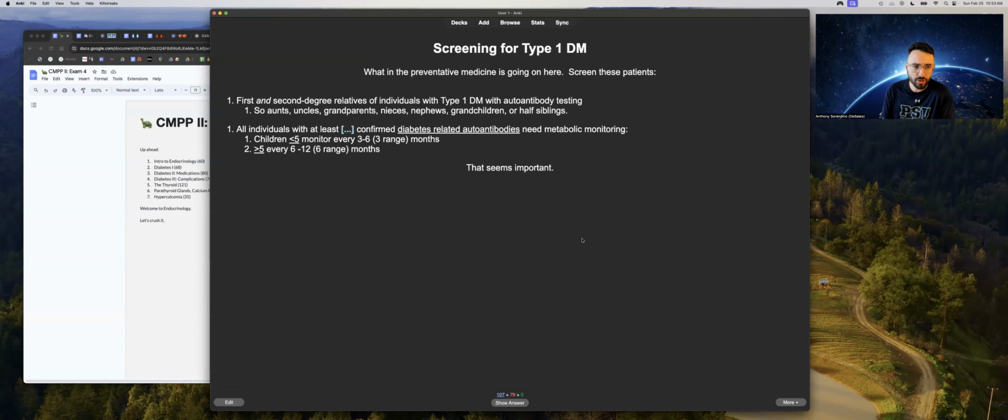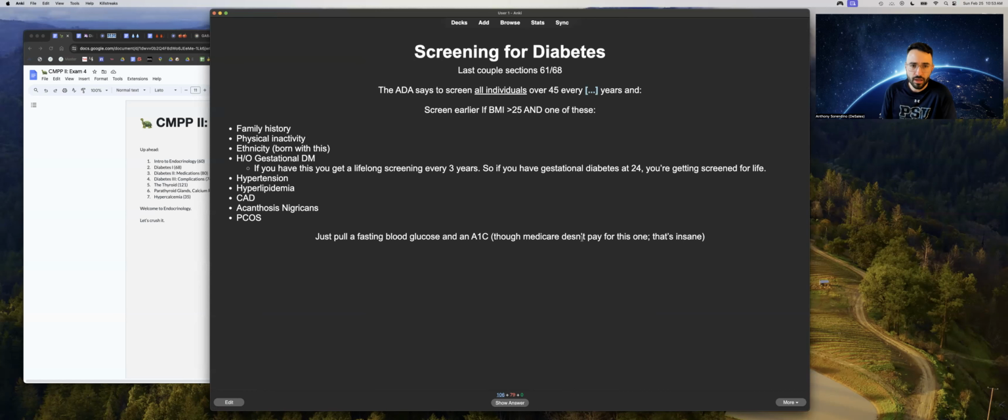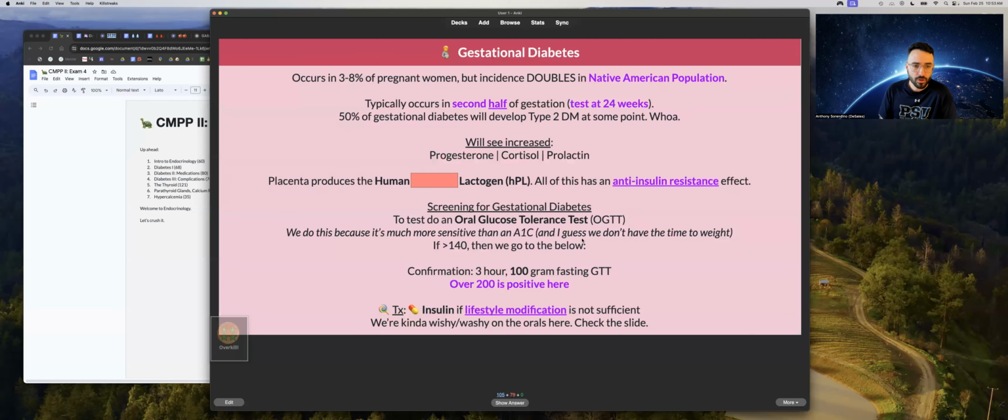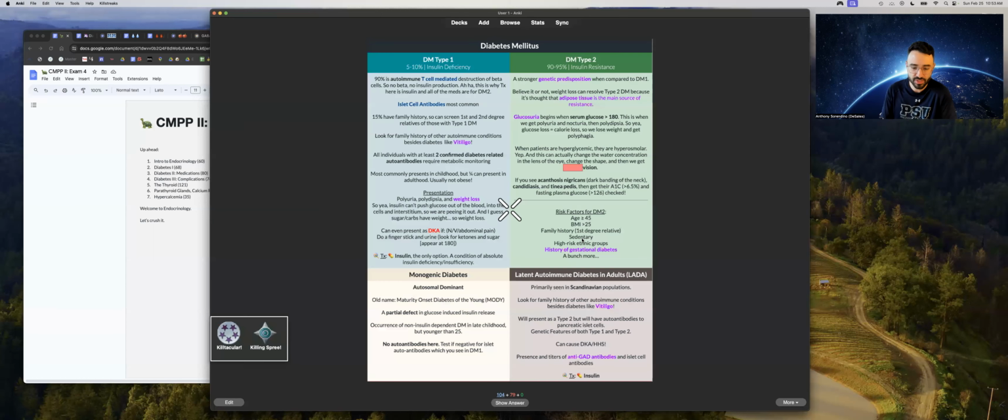All right, let's pick up the pace. All individuals with at least blank confirmed diabetes 2. 45 every 3 years. Human something lactogen. Placenta? Placental, we'll take that.